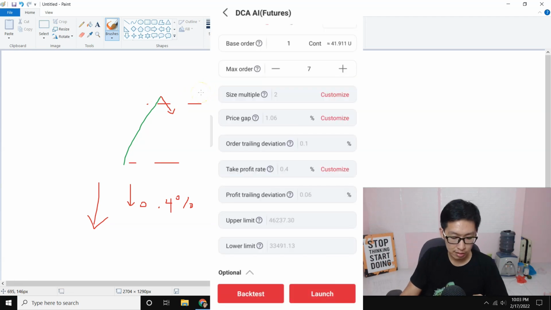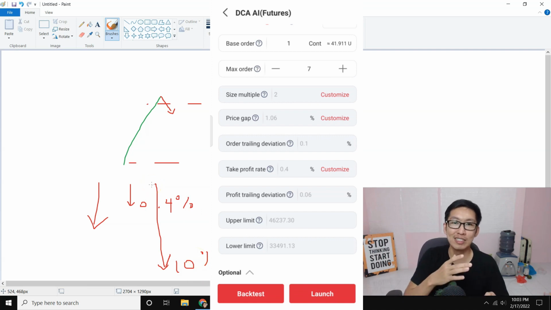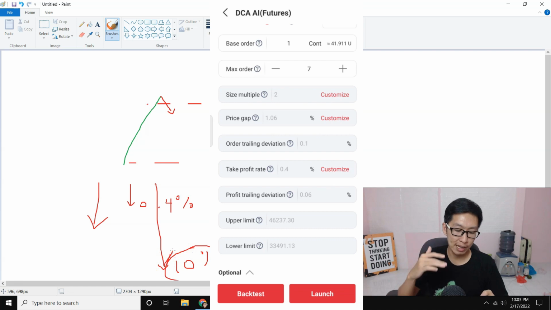Profit trailing deviation is the same. Let's say the market is, just now, if it goes all the way to 10%, for example, it will only take profit when there is a slight pullback. If there is no pullback, it will wait for however long you have the profit. Let's say there's a whale suddenly going along with your direction, and you can actually take advantage of this much bigger profit because the bot waits for a slight pullback in order to execute the take profit.